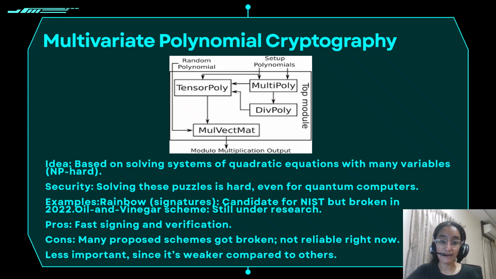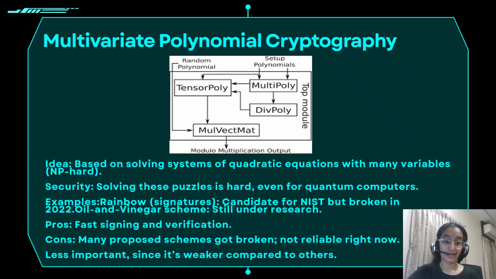So let's have an example here: Rainbow. It is a digital signature. It was a candidate in the NIST competition for PQC, post quantum cryptography. It looked promising because it was fast and simple, but in 2022, researchers broke it by finding a weakness. This means Rainbow is not secure anymore. And the oil and vinegar scheme is another scheme from the same family, still being researched but not yet trusted enough for standardization.